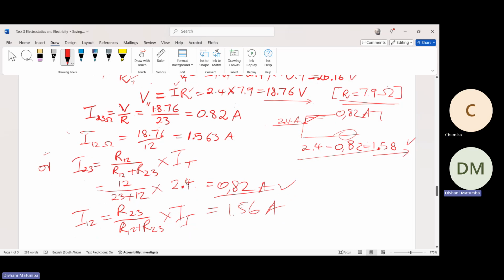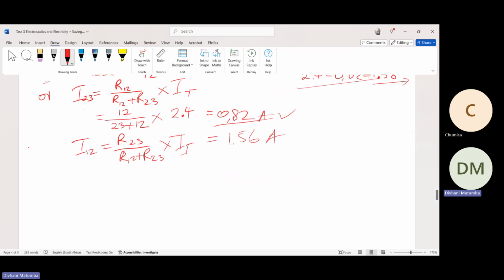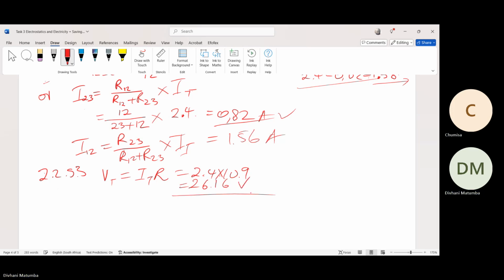So it's gonna be 25, 20, no, 2.2.5.3. So V total equals I total R, which is 2.4 times 10.9. So it gave us 26 point, you said 0.16, right? Yes, sir. Yeah.